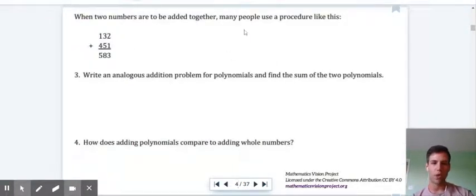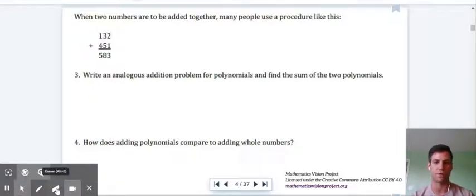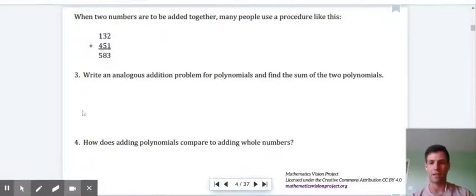So now we are going to look through this addition problem of 132 plus 451 equals 583. And that is vertical addition. How you choose to do addition for any given problem is totally okay. The main point is, can you show your work and show to your reader that you know what you're doing? And so let's add these two together if they were polynomials.